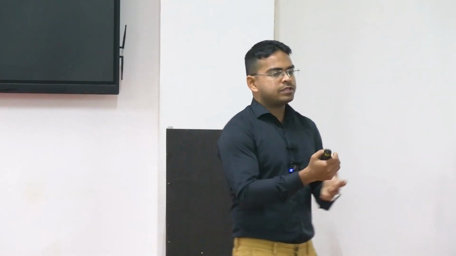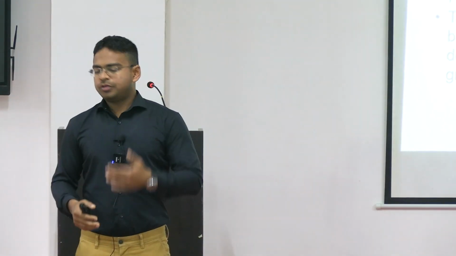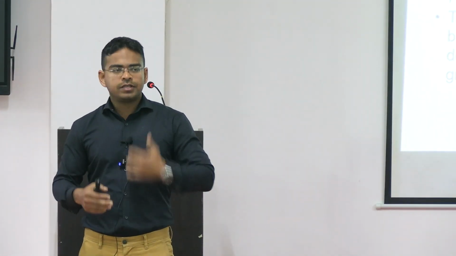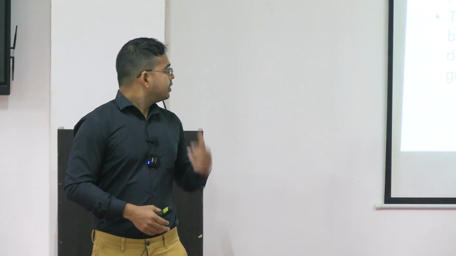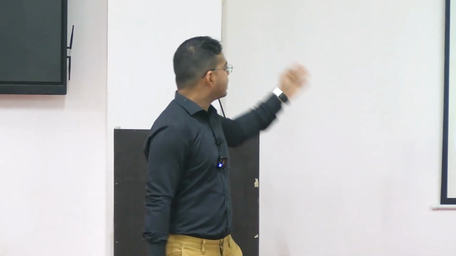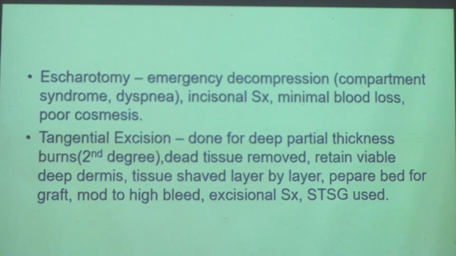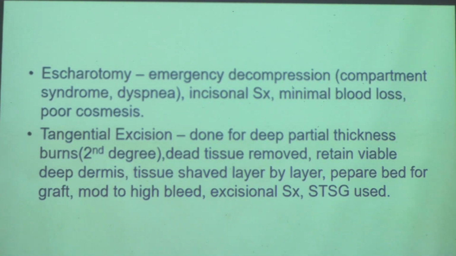Okay. If it's in the limbs or in the chest, if it's in the chest, the patient will have problem with respiration. So you just make an incision, you decrease the tourniquet effect, and later on you can do another surgery. So escarotomy is an emergency decompression to prevent compartment syndrome or respiratory distress.